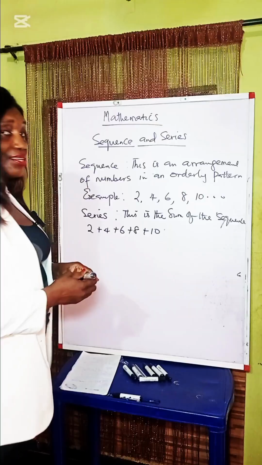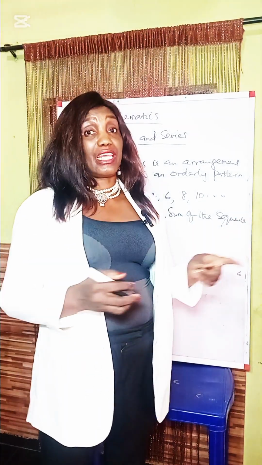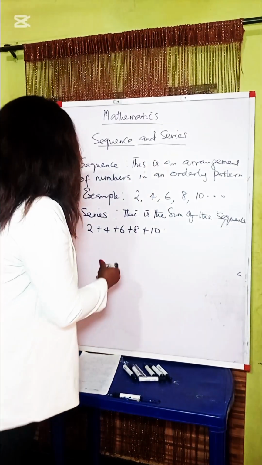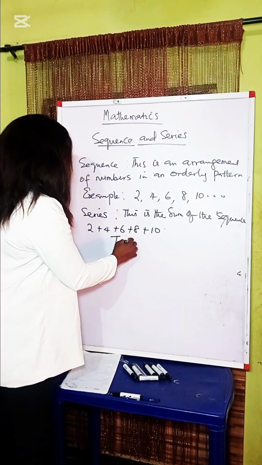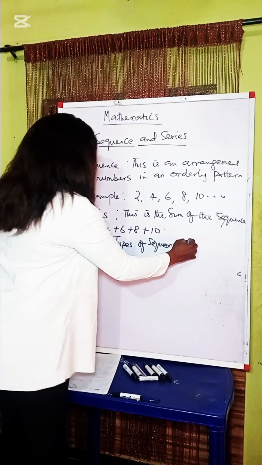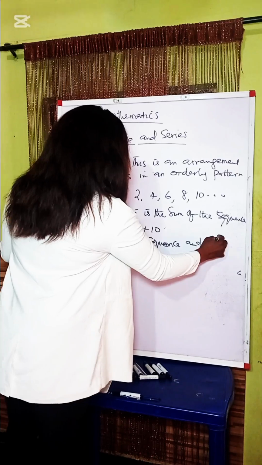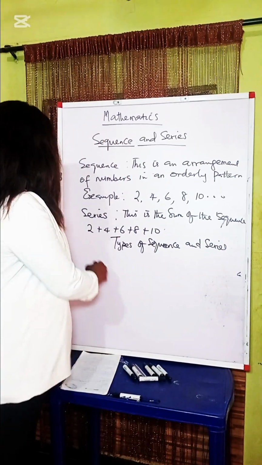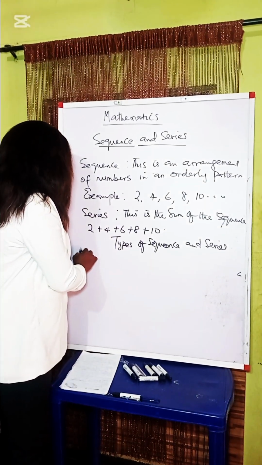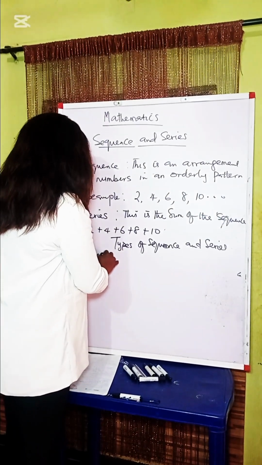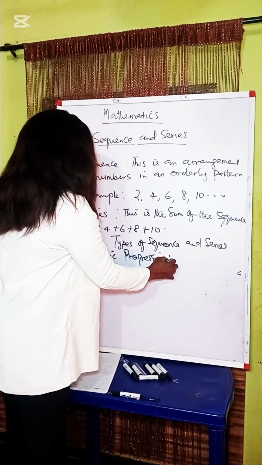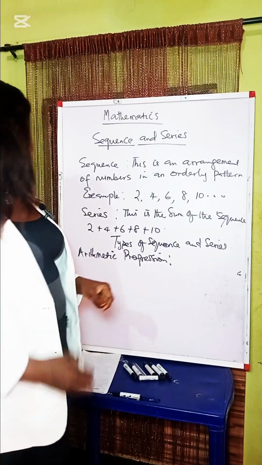Now, sequence and series has so many things at times. We call it types of sequence and series. We have one, arithmetic progression.